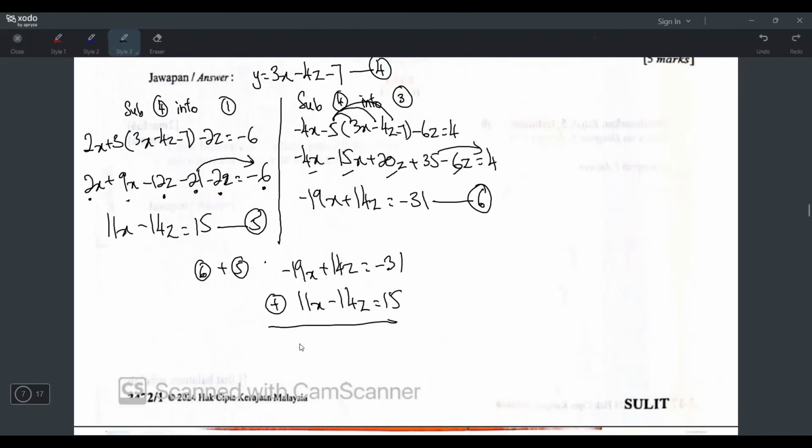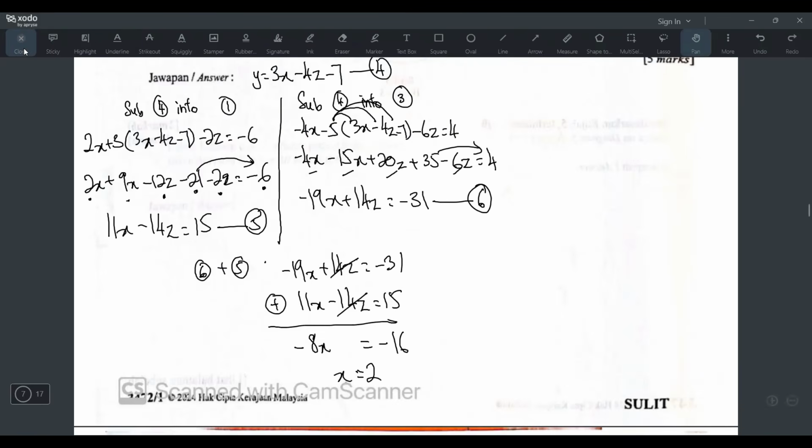Okay, negative 19 plus 11 is negative 8x. 14z minus 14z is 0, equals negative 31 plus 15 is negative. This one you can press calculator. Okay, 16. Now I can find my x. Negative 16 divided by negative 8 is positive 2. Okay, finally I got my x.